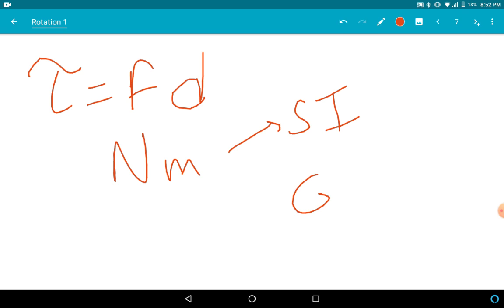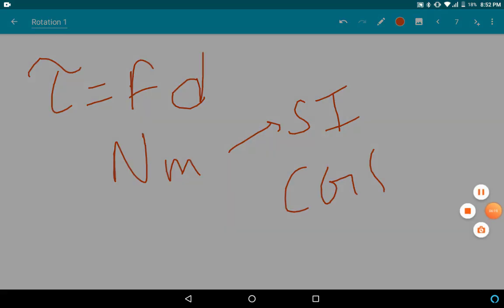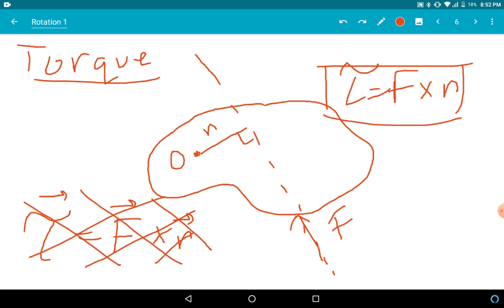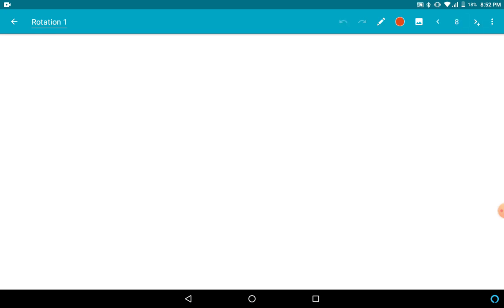In CGS, it will be nothing but dyne centimeter. Now we will tell about the direction. Earlier, remember I told you that it is a vector quantity. So if it is a vector quantity, it will have direction.